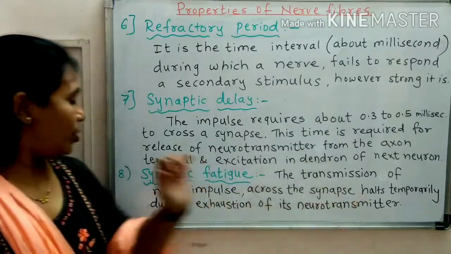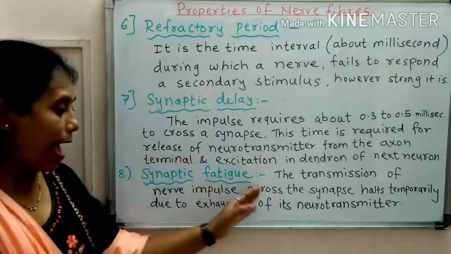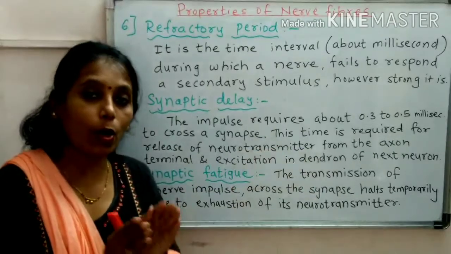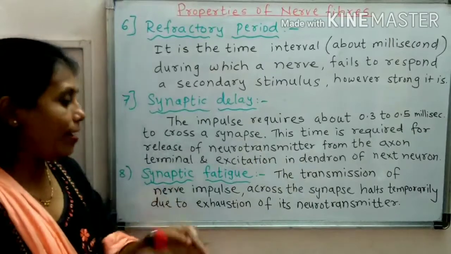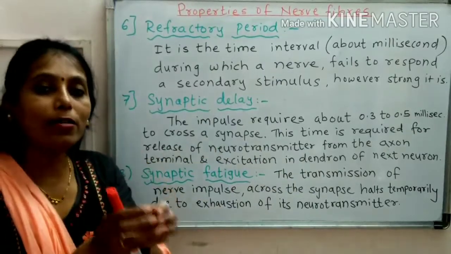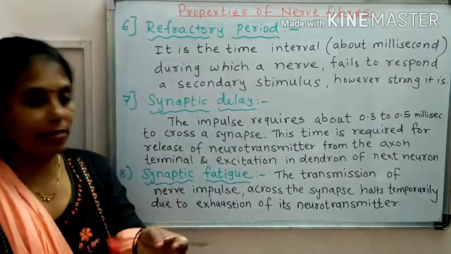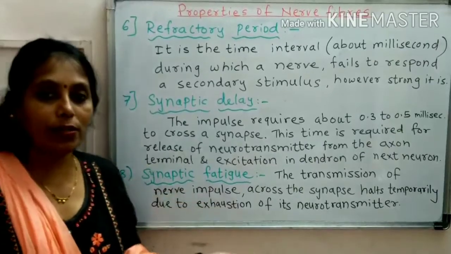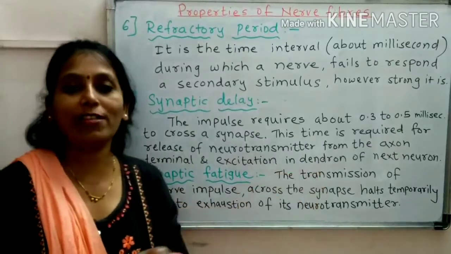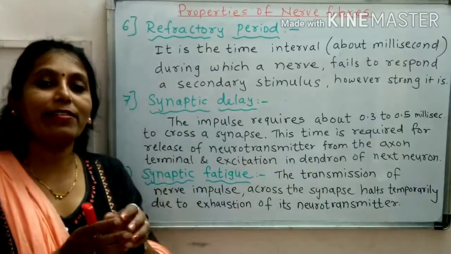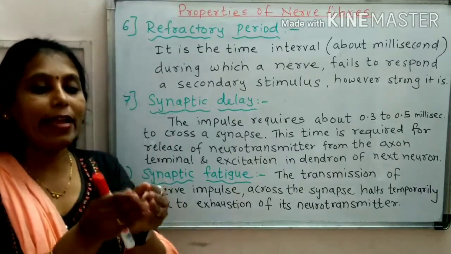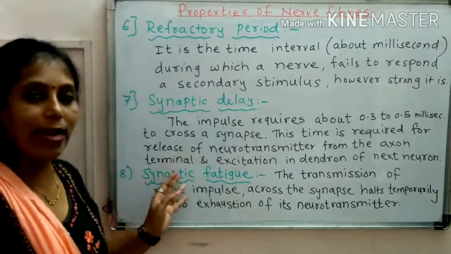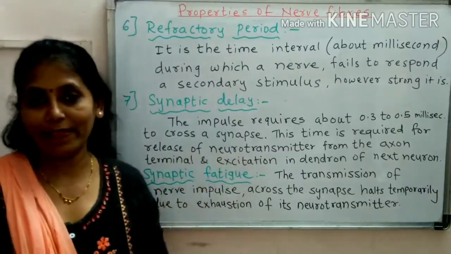The transmission of nerve impulse across the synapse, across the synapse means wherever the gap is present, wherever the junction is present, at that time it halts temporarily. It takes rest due to exhaustion of its neurotransmitter. Neurotransmitter gets exhausted, gets tired. So due to that, they get a halt, and that halt is called synaptic fatigue.